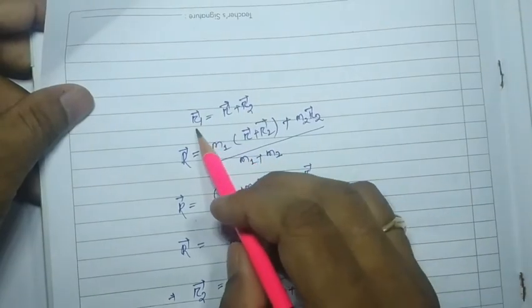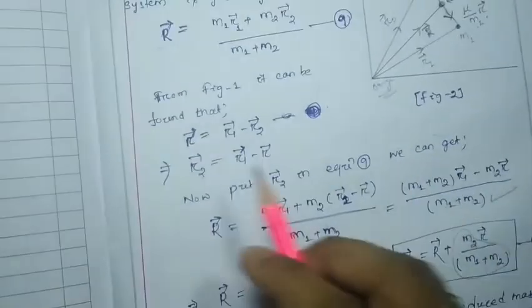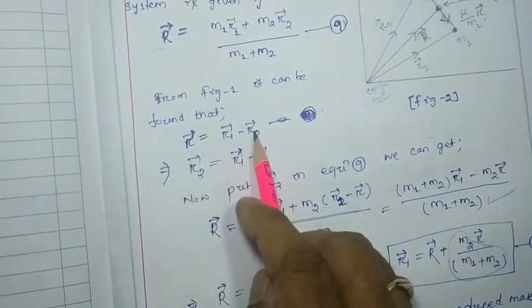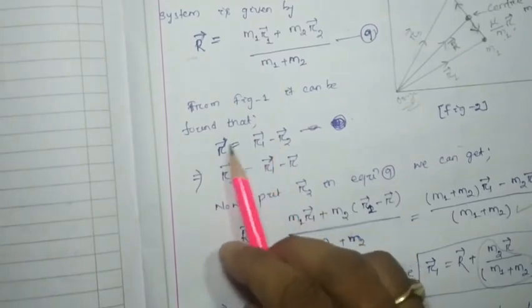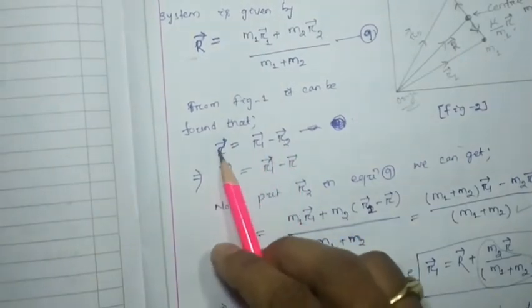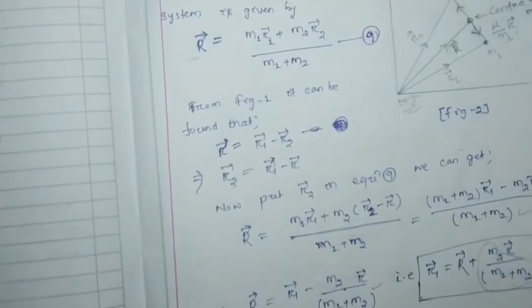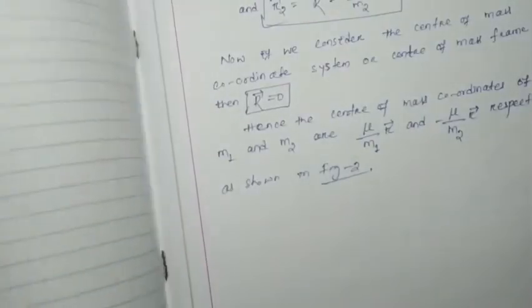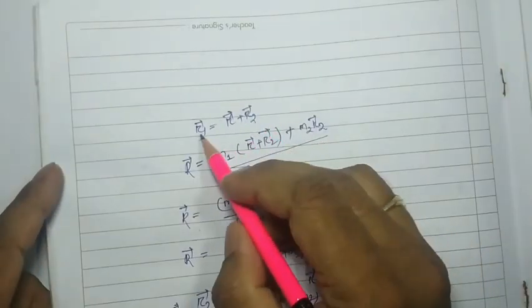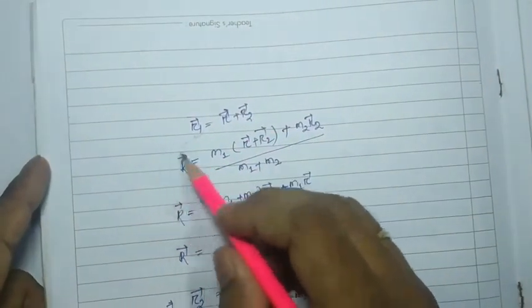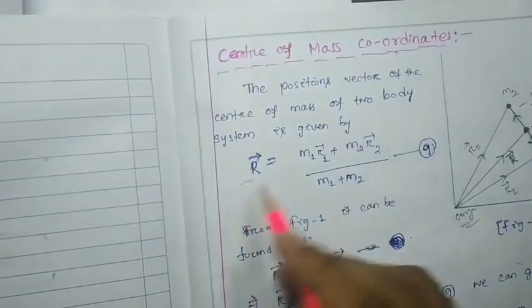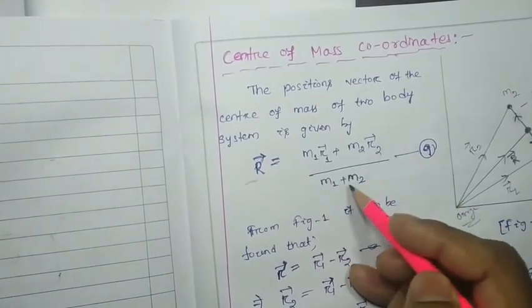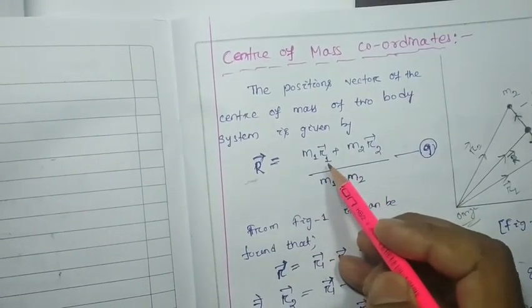So here, from this equation you can see r1 will be R plus r2, right? R plus r2 gone this side, R plus r2 equal to r1, right? So capital R was how much? m1 r1 plus m2 r2 by m1 plus m2. Here I have to substitute the r1 value.